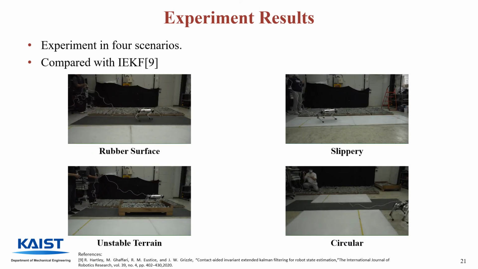We verify the performance of the algorithm in 4 scenarios: rubber surface, slippery surface, unstable terrain, and circular. The Invariant Extended Kalman Filter algorithm was used for comparison. The rubber surface scenario's environment is constructed by attaching a high-friction rubber tile on the floor. The slippery scenario's environment is constructed by spreading boric acid powder on an acrylic plate. The unstable terrain scenario's environment is constructed by installing rock pebbles on the wooden structure. Finally, the circular scenario's environment is constructed with a combination of rubber and slippery surface.